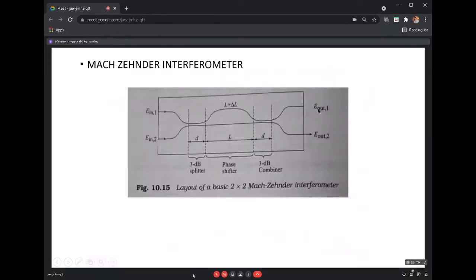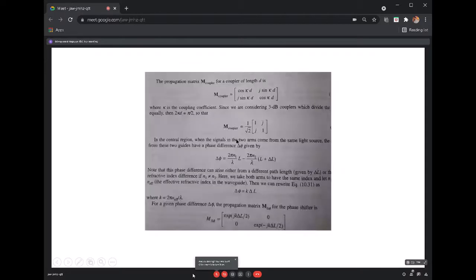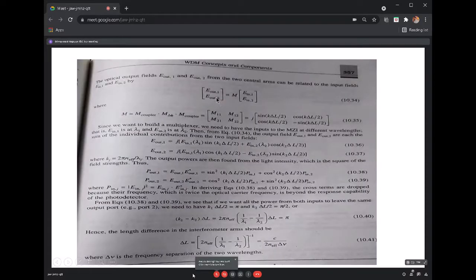The optical output, E out 1, E out 2, will be equal to M into E in 1, E in 2. So I said it right: the output will be equal to the scattering matrix into the input. What is this E out 1 and E out 2? That is the output. The output will be equivalent to the input into the scattering matrix.